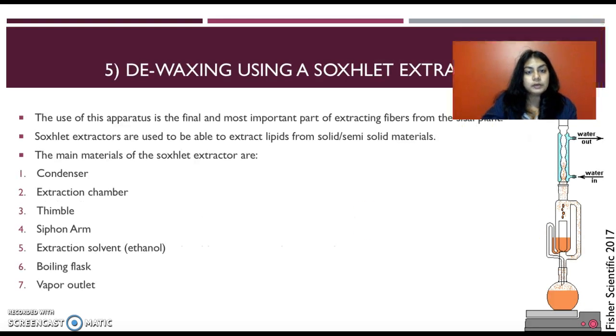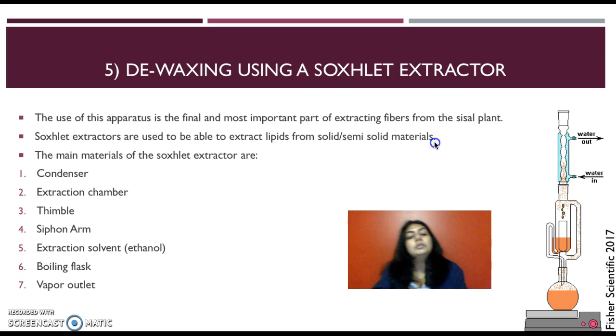How does the Soxhlet extractor work? The use of this apparatus is the final and most important part of extracting fibers from the sisal plant. Soxhlet extractors are used to extract lipids from solid or semi-solid materials. The main components of the Soxhlet extractor are the condenser, the extraction chamber, the thimble, the siphon arm, the extraction solvent towards the bottom, which is normally ethanol, the boiling flask, and the vapor outlet, which is towards the top.